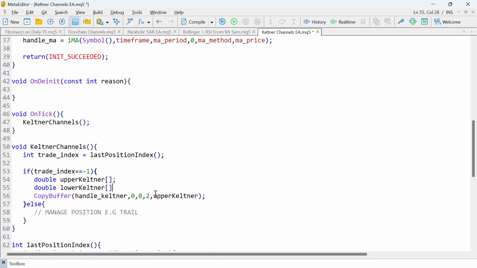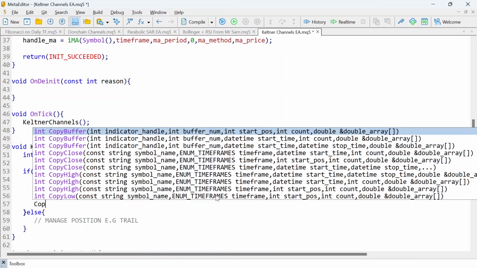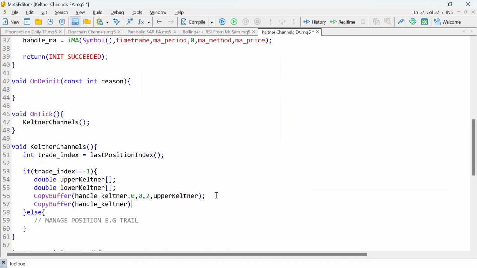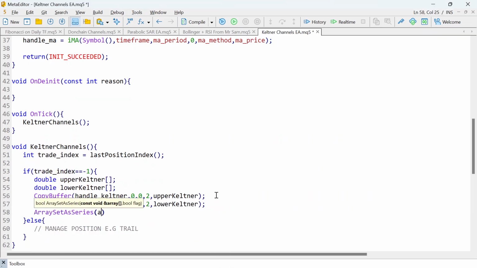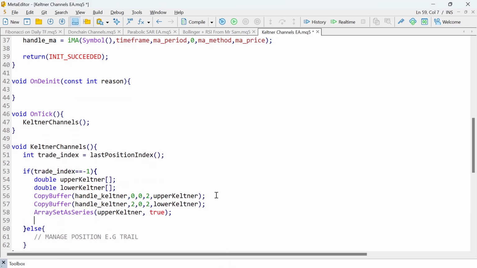So I'll just say lower Keltner. I'll copy the buffer as well from this same handle, but for buffer 2, starting from 0. Then I want just 2 values. Then dump it here. Then I want to sort my array, right? So I'll say upper Keltner, yes, sort it, and I'll sort this as well. So lower Keltner, please sort it.